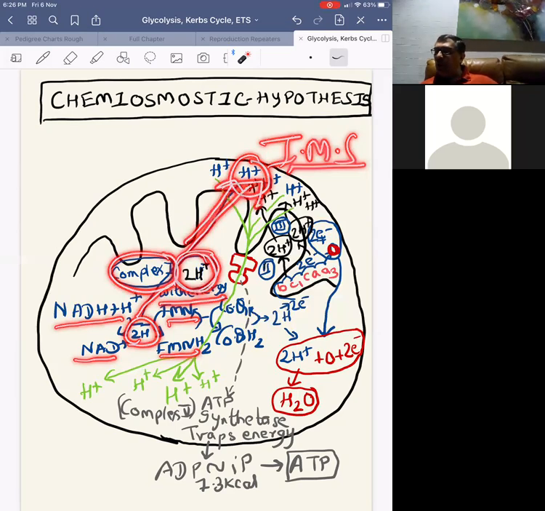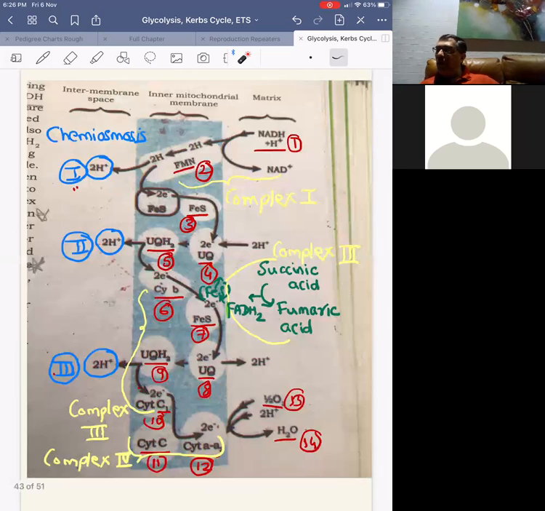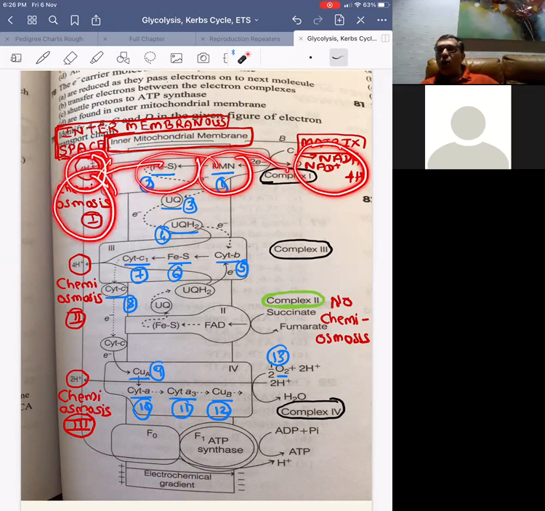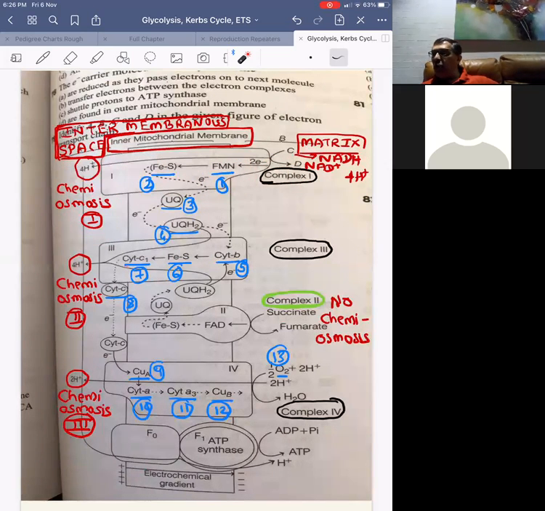If you go back to this diagram, complex 1 में हमने क्या किया? Complex 1 में हमने किया pushing of protons. Pushing of protons is called chemiosmosis. Pushing of proton. That was complex 1.